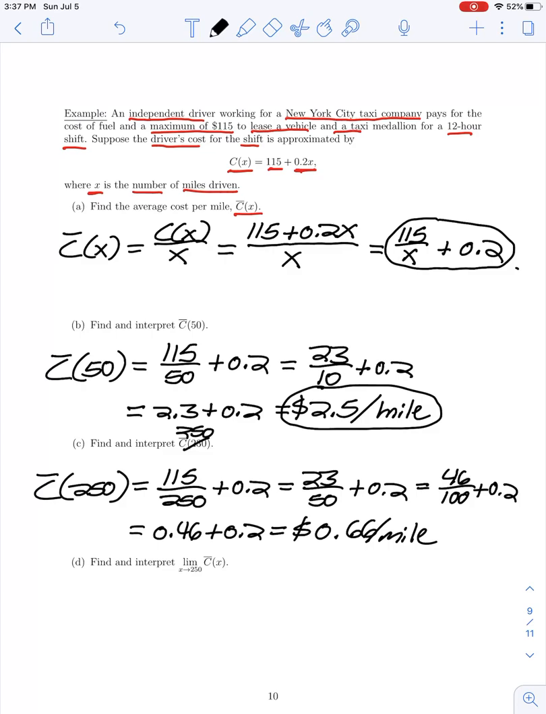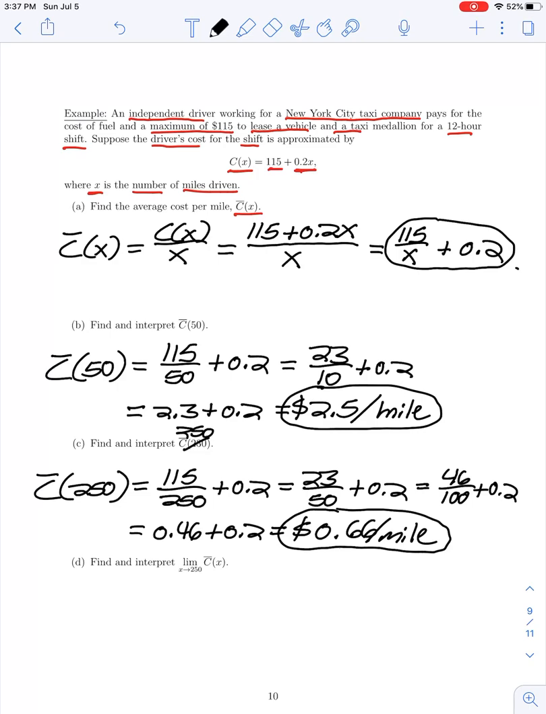So the interpretation here is if the driver drives a total of 250 miles, the average cost to him is $0.66 or 66 cents per mile. So by driving a farther total distance, it decreases his average cost per mile.